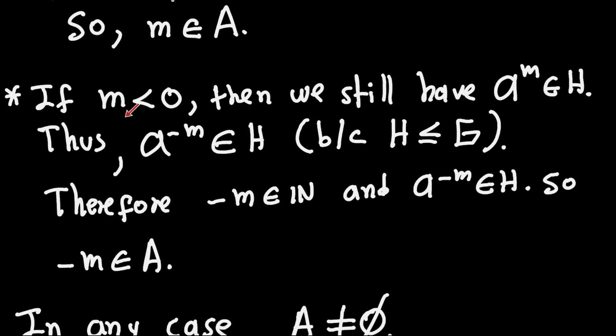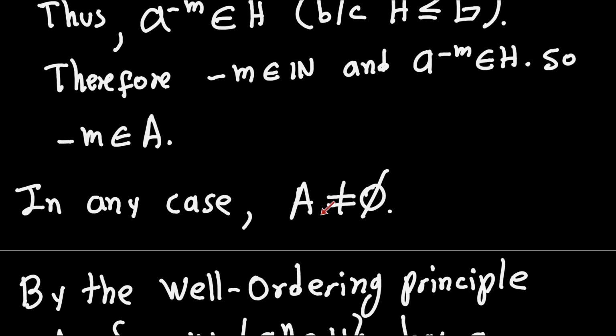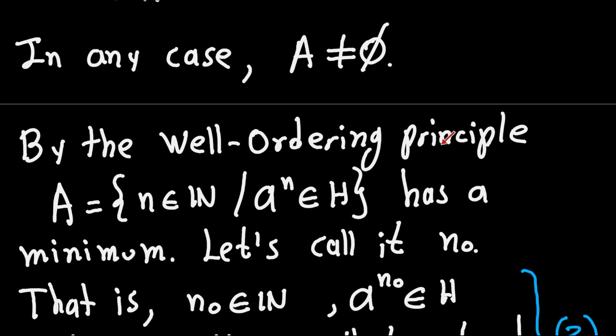Now, because m is less than 0, negative m is in N, and a to the negative m is also in H because of this. These two things here, this one and this one, imply that negative m is an element in A. All of this was to prove that A is not empty. So in any case, A is not empty. So we have a non-empty subset of the natural numbers. Because we have that, we can apply the well-ordering principle. So by the well-ordering principle, this set that we took from earlier has a minimum.